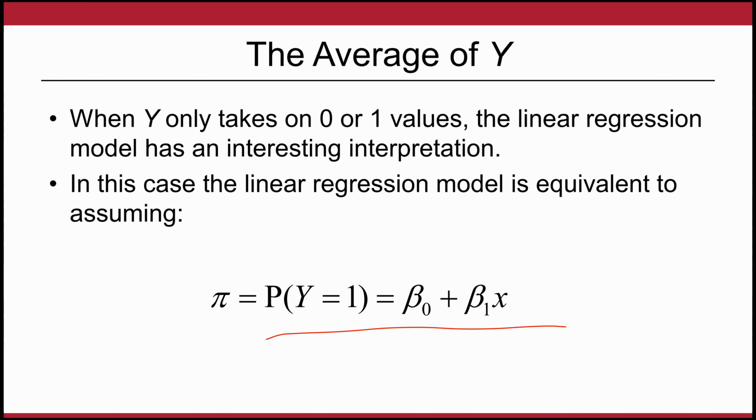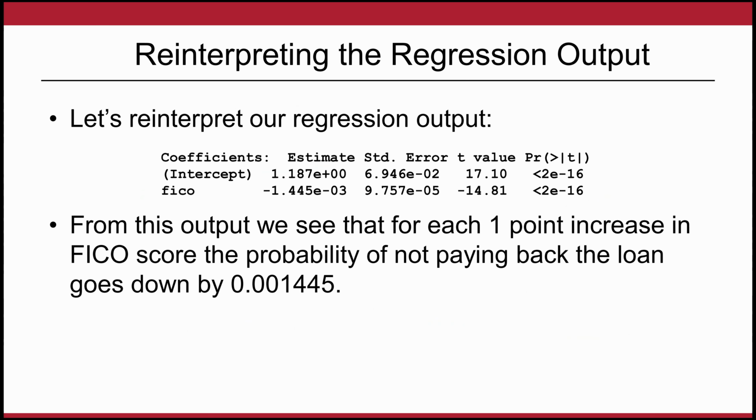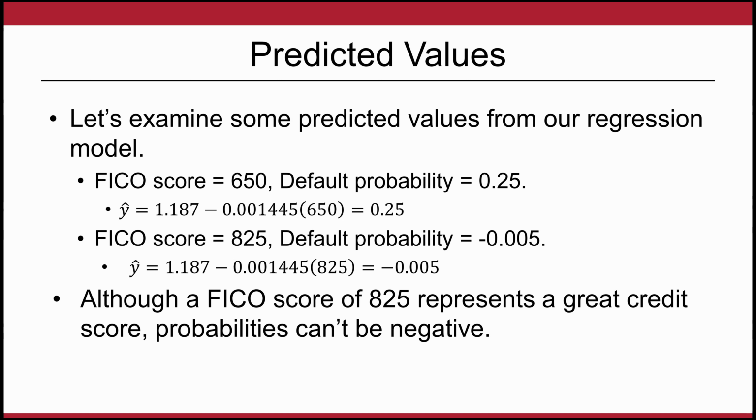So this is what we're doing. If it's a 0 1 response variable, and you run it with linear regression, you're modeling the probability of a default. Well, there's actually a little bit of a problem here. So this is what we just said. We can interpret this as saying a 1 point increase in FICO, probability of a default goes down by 0.001445. Let's do some predictions. Just throw in the values of x's here. So if you have a FICO of 650, we predict the probability of default is 0.25. How about I have a FICO of 825? That's considered a very good FICO. So if you have a FICO of 825, the probability of default is minus 0.005. It's a very rare event. That's such a rare event actually can't happen, because we know probabilities can't be negative.